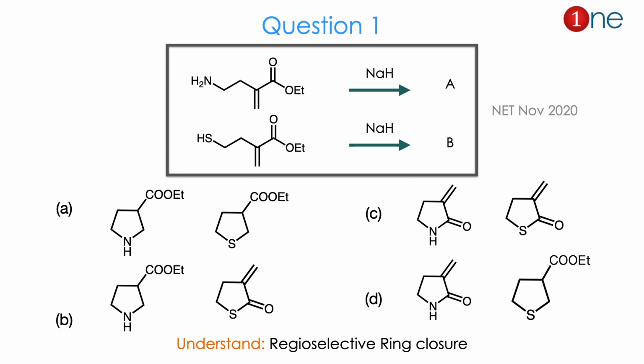Let us see question number 1. The starting material is a conjugated ester. It is attached with an amine and a thiol on the other side. You are using the strong base NaH, and they ask you to find the products A and B.